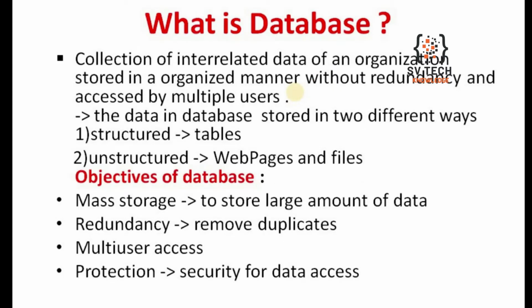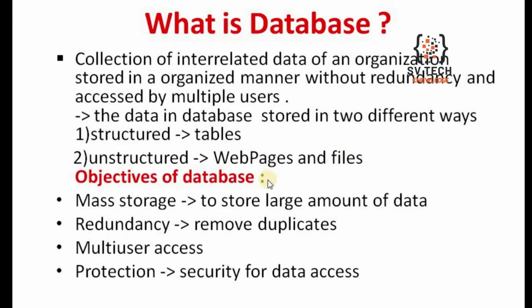So what is a database? The collection of interrelated data of an organization, stored in an organized manner without redundancy and accessed by multiple users. So as we said, data is the raw facts and database is organized data. The data in a database is stored in two different ways. First one is a structured way, that is stored in tabular format. Second one is an unstructured way, that is stored as web pages and files, etc.